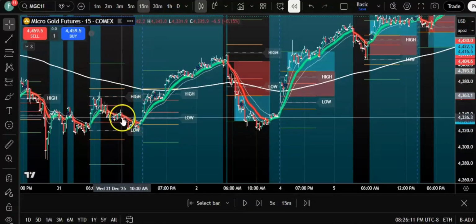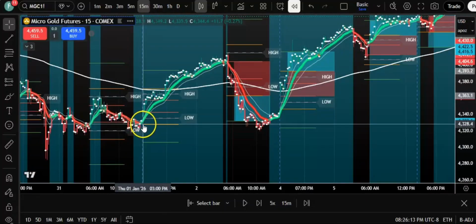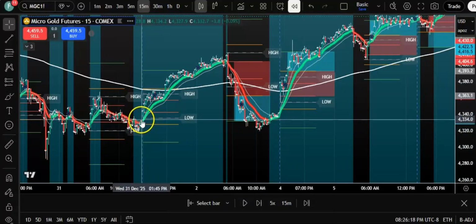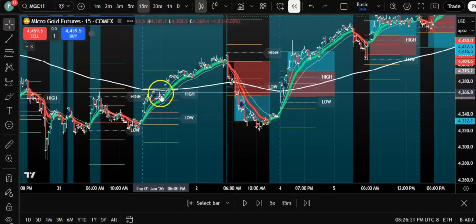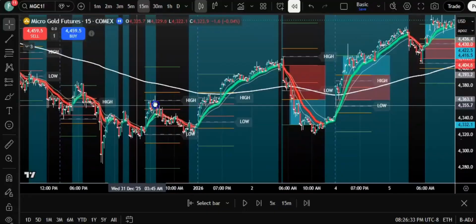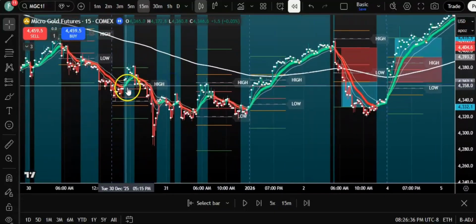So you want to be out of the trades before the new trading day, mostly on futures, because on futures you can't hold a trade longer than the next trading day. For forex, you could still hold it, but sometimes I just close it anyway because I'm going to wait for the new trade of the day. This one hit TP.